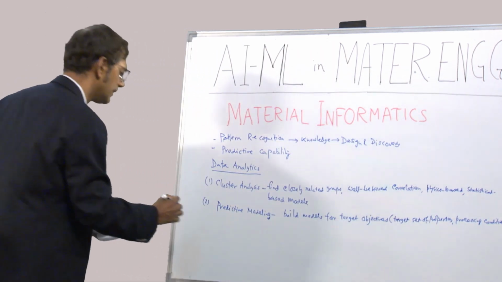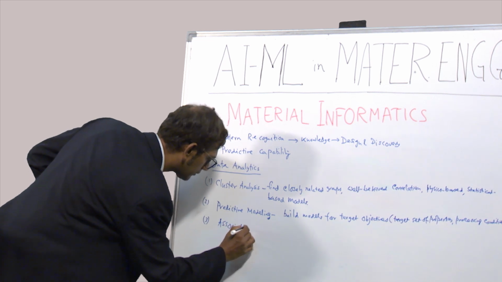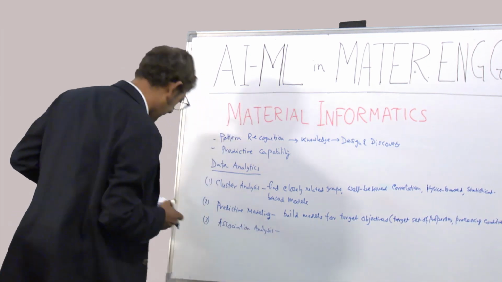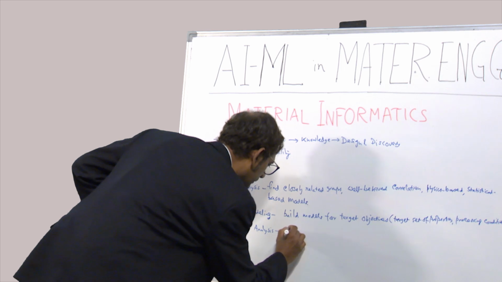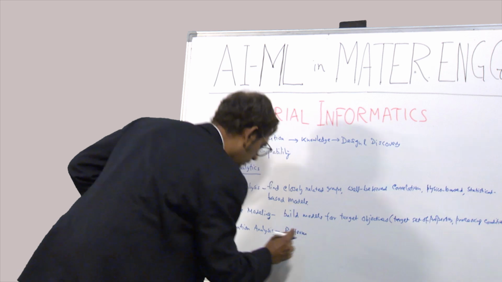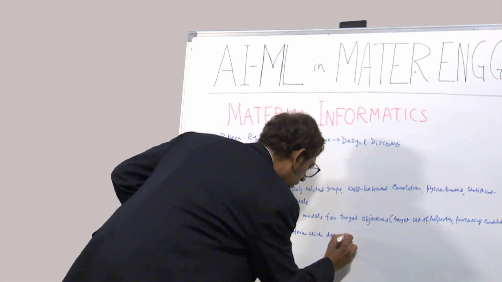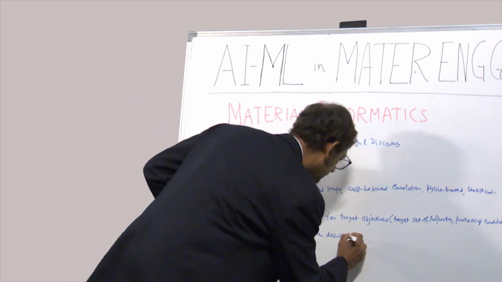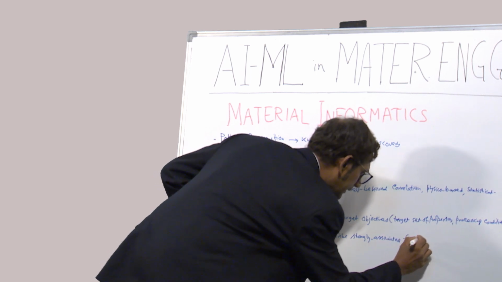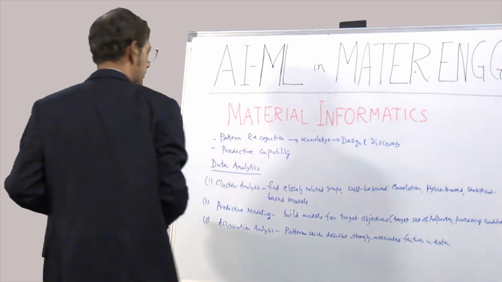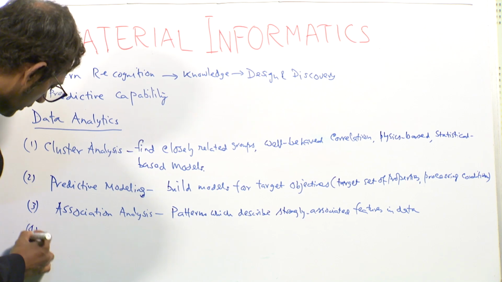The third thing it can do is association analysis. What is that? Basically, it is used to discover patterns that describe strongly correlated or strongly associated features in data. That is the pattern we always look for. The patterns which will provide you strongly correlated or strongly associated features in the data, that is the pattern you always want to understand and know.